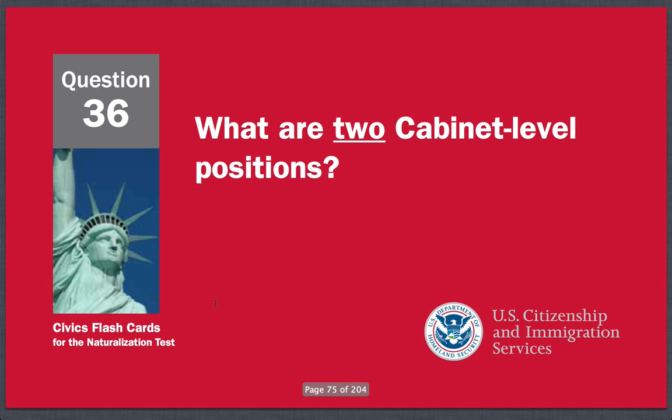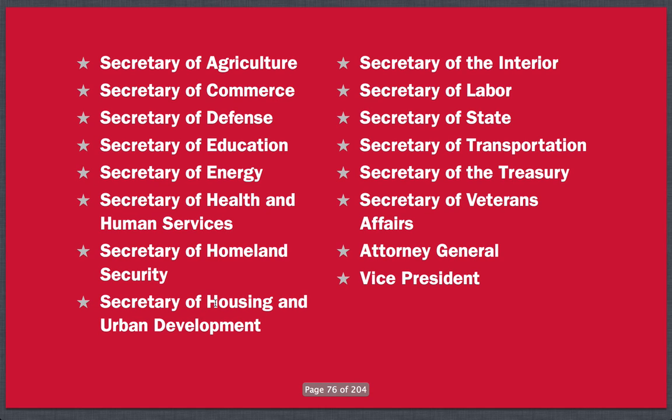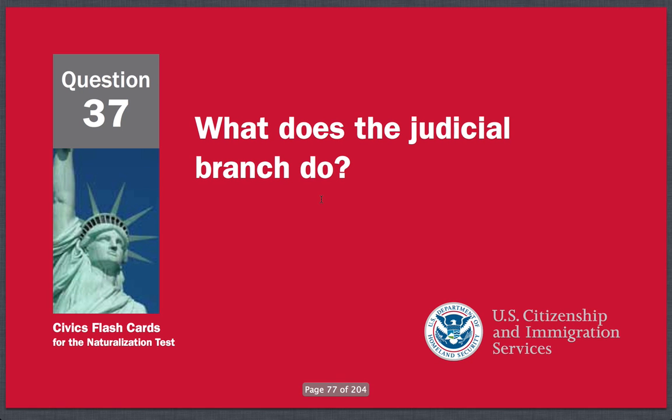Advises the president. What are the two cabinet level positions? And you have a bunch of them here. You have Secretary of Agriculture, Commerce, Defense. You can read it here. Then you have the Attorney General, Vice President, etc.